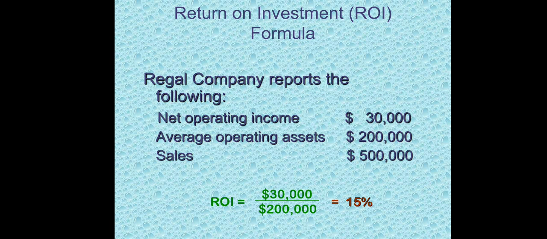Okay, let's see here. There is a business, Regal Company, that reports the following data. The net operating income of the business is 30,000. Average operating asset is 200,000. Sales is 500,000. If you have to calculate the ROI, what is the ROI for this business? ROI is the net operating income divided by the average operating asset. See the calculation at the bottom of this slide. ROI equals net operating income 30,000 divided by $200,000 average operating asset. So the ROI for this Regal Company is 15%.